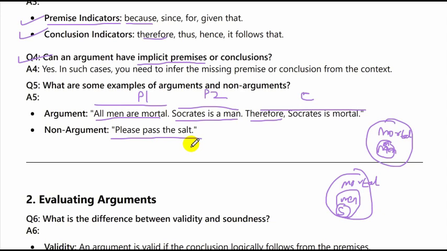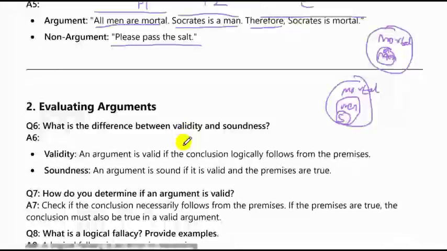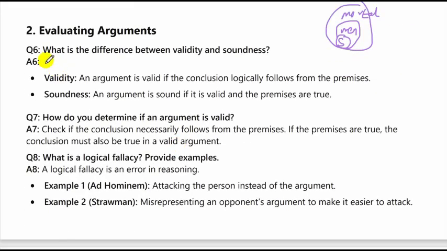So for a premise to be present, if a premise is present, it will have either a true or a false value. Let's look at evaluating arguments. What is the difference between validity and soundness? Validity means an argument is valid if the conclusion, very important, logically follows from the premises. So from a given set of premises, if we can come by way of inference to a conclusion, then that is a valid argument.